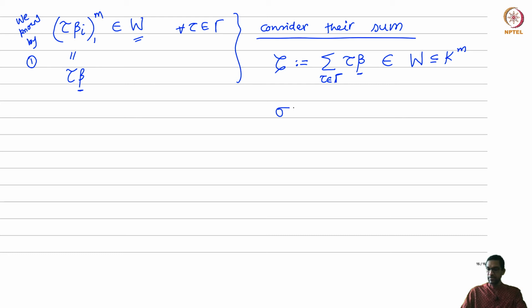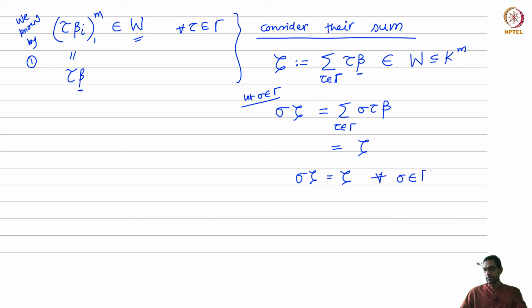Now the important property is, if I apply any element sigma to zeta, where sigma is an element of the group gamma, then the answer is just the sum of sigma tau beta. Okay, but when tau runs over gamma, sigma tau also runs over gamma, possibly in a different order. So this is actually the same as zeta again. This is just the same sum, except that the terms may appear in some other order. Okay, so this is the key property. So sigma zeta is actually equal to zeta for all elements sigma in gamma.